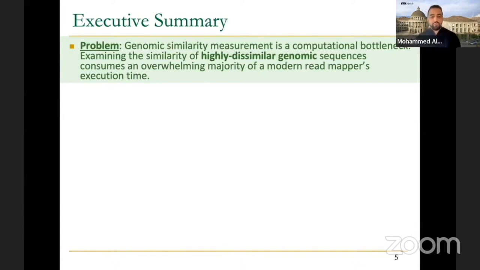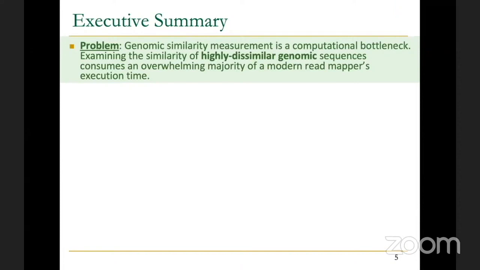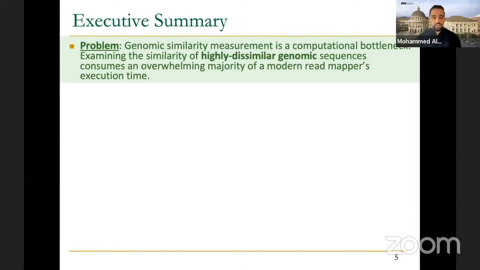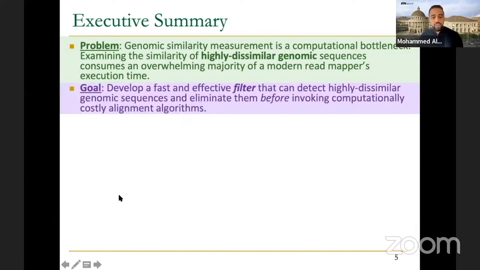And we leverage this information so that whenever two sequences have too many differences exceeding that threshold, let's not use this expensive algorithm for these particular genomic sequences. So our goal is to develop a fast and effective filter that can tell us whether the number of edits exceeds a threshold or not. This kind of filter can detect highly dissimilar genomic sequences and eliminate them before invoking this computationally expensive step.